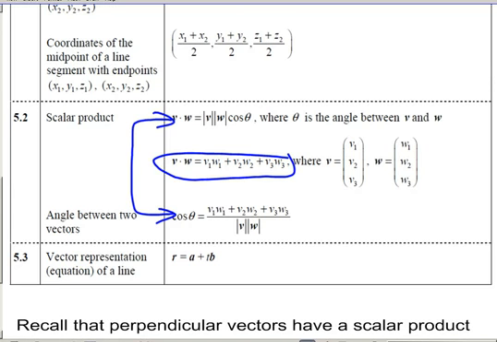Vector representation of a line, r equals a plus tb. So r is a vector, and represents some position. a is a vector, and it represents generally some point on the line or an original point. t is a scalar parameter, so it's just a regular number. And then b is bold, so it's a direction or velocity vector.